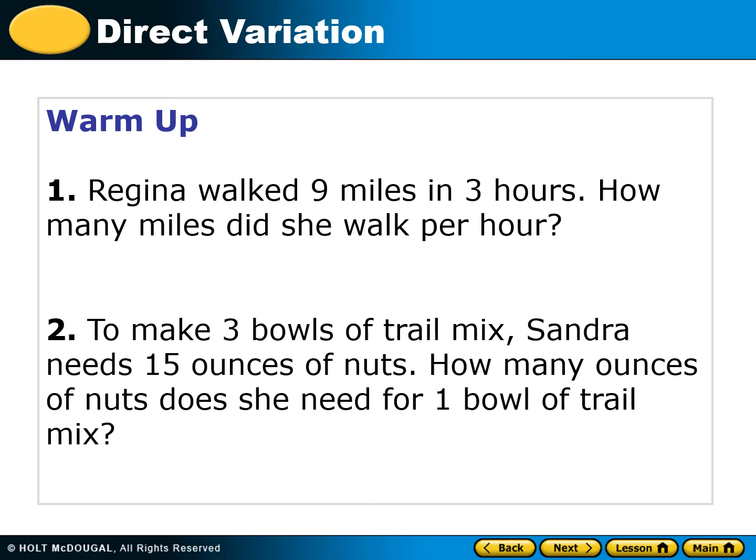For the warm up, here are the questions. Regina walked 9 miles in 3 hours. How many miles did she walk per hour? Correct. It is 3 miles per hour. Second, to make 3 bowls of trail mix, Sandra needs 15 ounces of nuts. How many ounces of nuts does she need for 1 bowl of trail mix? Correct, it is 5 ounces.